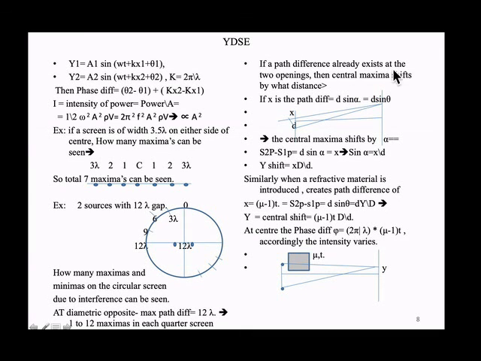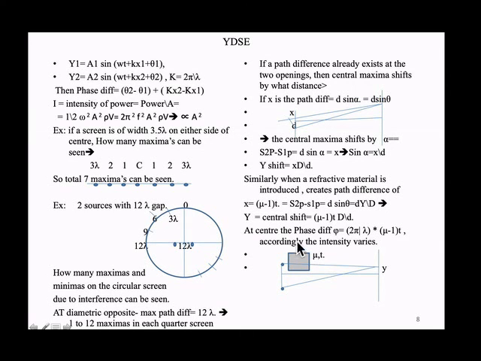Now let us see. Suppose two sources are here. There is a path difference already existing at the two openings. Then how much is the central maxima shifting? Suppose the path difference is x. So I am drawing this line. Here it is x. Again, what is this? This is d sine theta, because sine theta is y by D. So x is equal to d sine theta, and x is equal to y d by D. Then y shift is x into D by d. So at the source itself, if there is a path difference of x, the shift becomes x D by d.